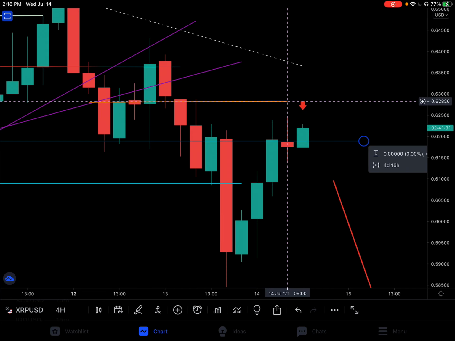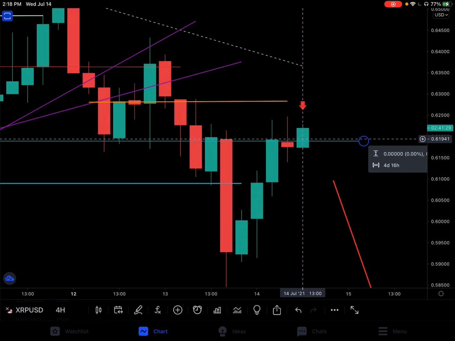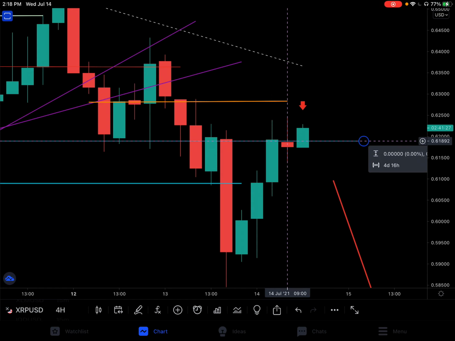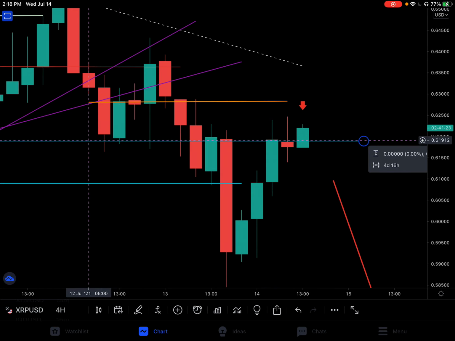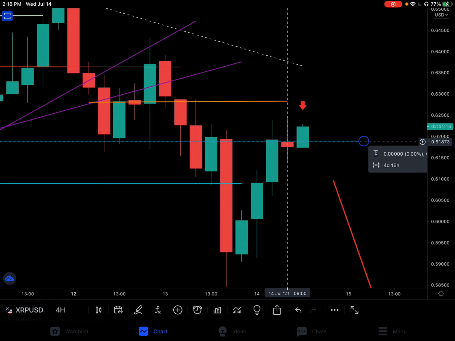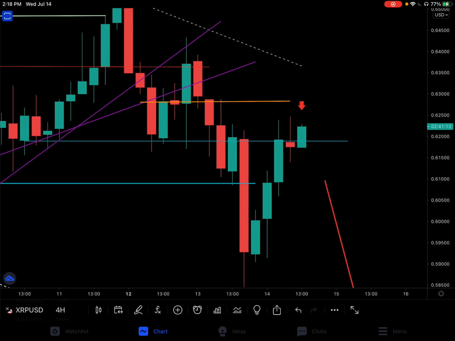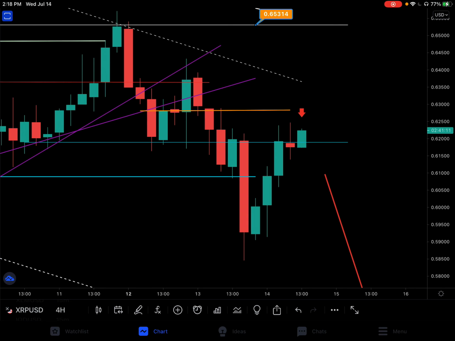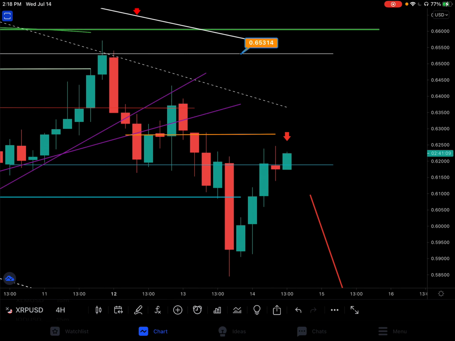It could probably hit the sword method up here, kiss it, and come right back down. I can't tell you how many times I'll see price come up to one of my sword methods and then close on a hard close. I call this a hard close. If you follow any of my teachings, this is what I call a hard close. I don't know what anybody else calls it, but this is what I call it because I trade using this method that I created called the sword method.